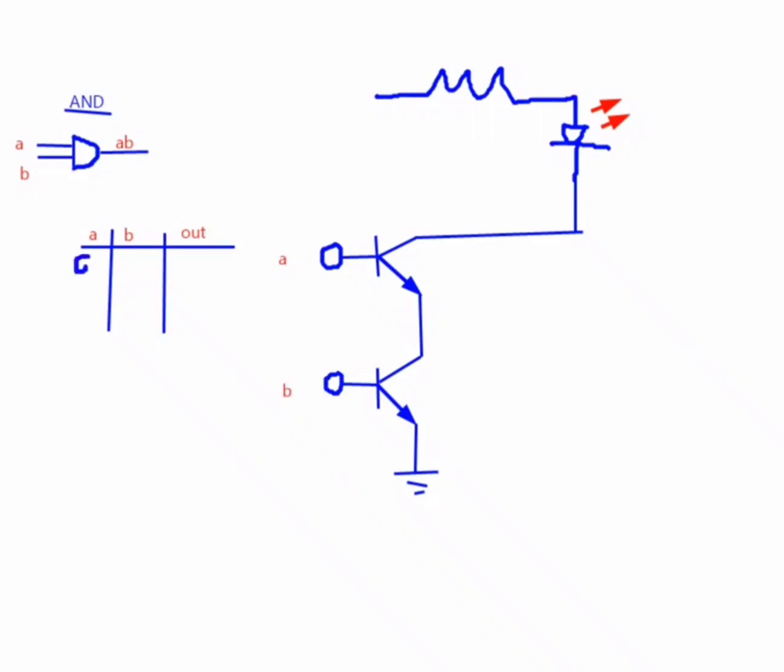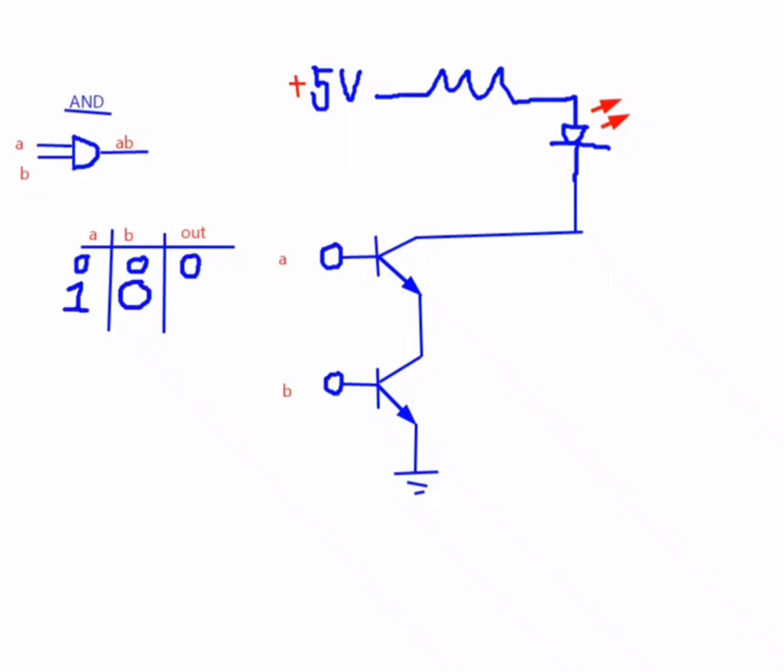So what can happen if inputs A and B are in the off state? Will the LED be on or off? So in this case, both transistors are in the off state, so no current can flow from the 5 volt source to the ground. So therefore, the output will be 0 because the LED is off.